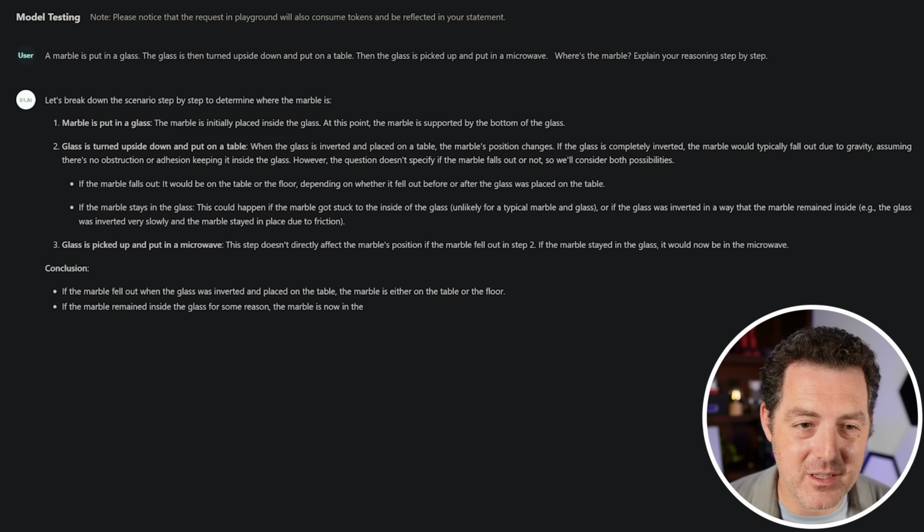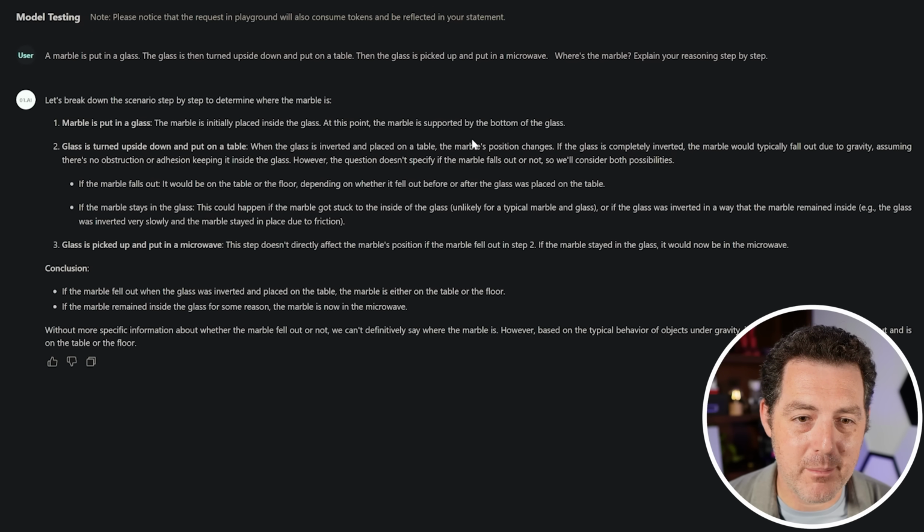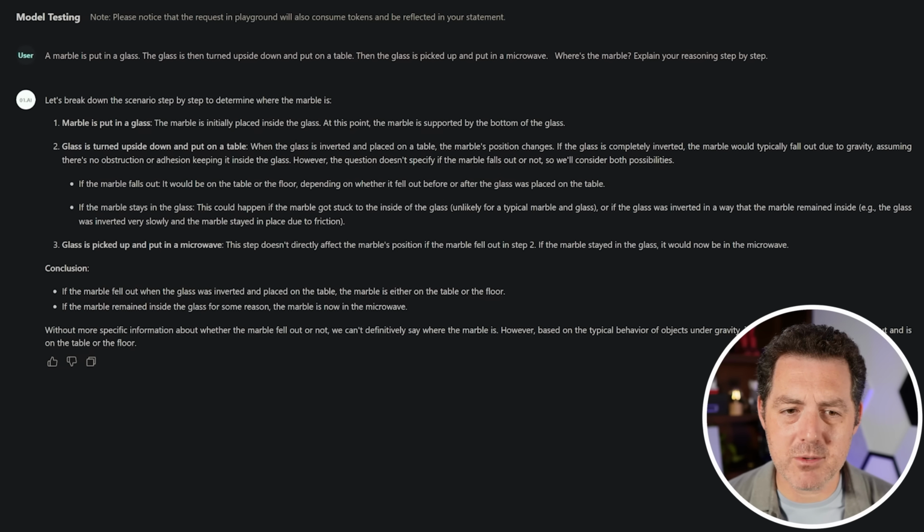"So a marble is put into a glass. At this point, the marble is supported by the bottom of the glass. The glass is turned upside down on the table. When it's inverted and placed on the table, the marble's position changes. If the glass is completely inverted, the marble would fall due to gravity, assuming there's no obstruction or adhesion." Okay, good. "If the marble falls out, it would be on the table or the floor." Good. "If the marble stays in the glass, this could happen if the marble got stuck to the inside of the glass, unlikely for a typical marble and glass." Good. "So the glass is put up and put in the microwave. Conclusion, if the marble fell out when the glass was inverted, the marble is either on the table or on the floor. If the marble remained inside the glass, the marble is now in the microwave."